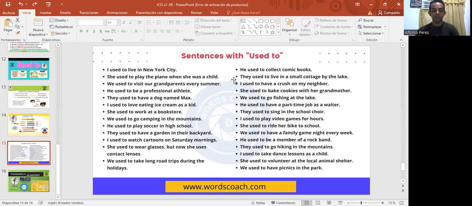I used to watch cartoons on Saturday mornings. She used to wear glasses, but now she uses contact lenses. We used to take long road trips during the holidays. They used to collect comic books. They used to live in a small cottage by the lake. I used to have a crush on my neighbor. Have a crush means that you fell in love with someone.